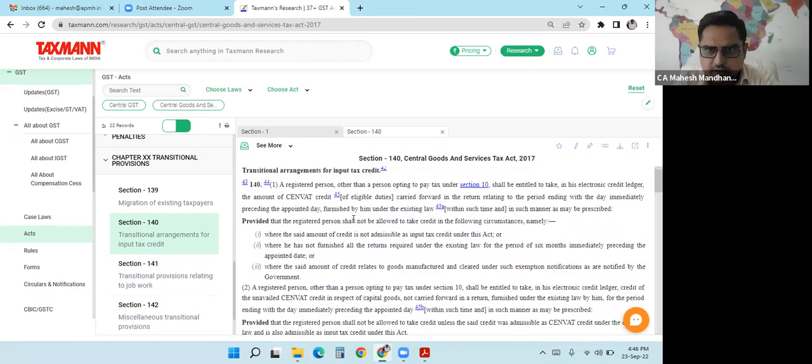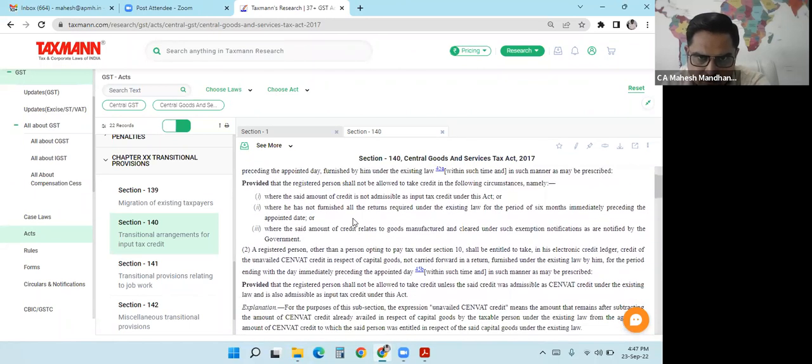section 140 subsection 1 says that whatever credit you have carried forward in the last return under the existing law, meaning the Central Excise Act or Service Tax law, that will be allowed to be claimed as a transitional credit under GST law, provided certain conditions are satisfied: whatever credit you want to carry forward as a transitional credit should be allowable credit under the existing law, and at the same time it should also be allowable under the GST law.